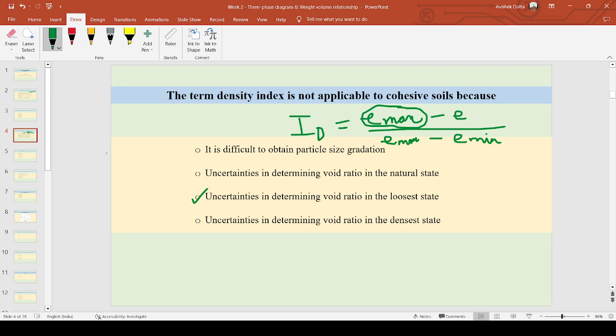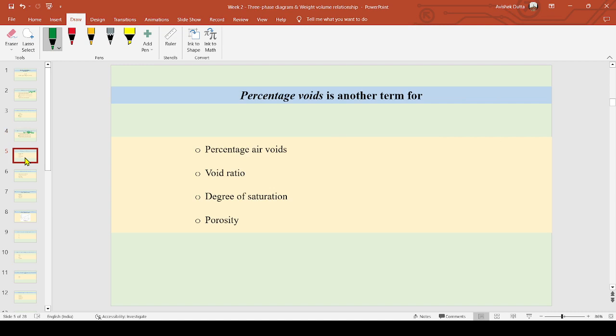Okay. Next question. Percentage voids is another term for, what is the answer? Porosity. Yes, porosity. What is percentage air voids? You know? Okay, no problem. It is the volume of air divided by the total volume, into 100. Volume of air or volume of air voids, same thing. It is percentage air voids.